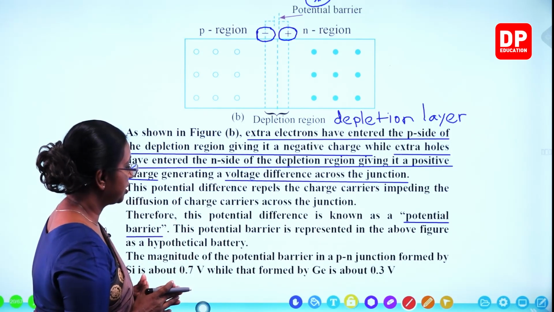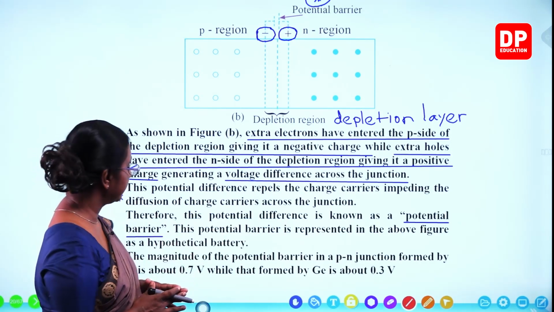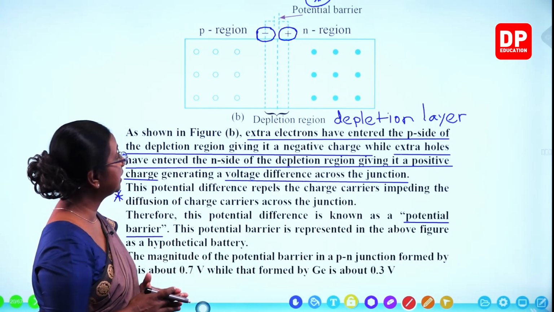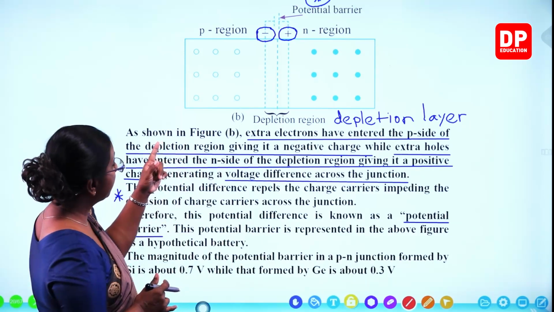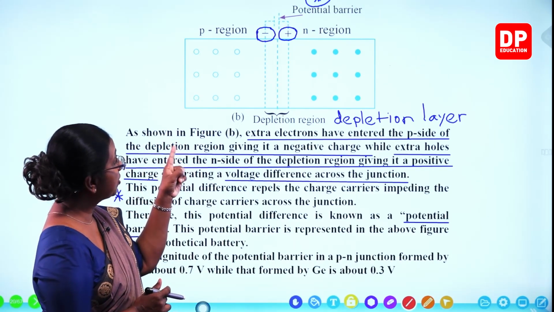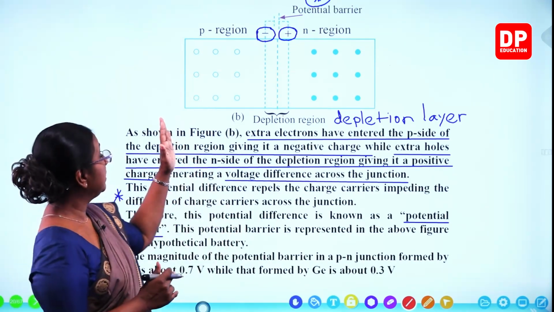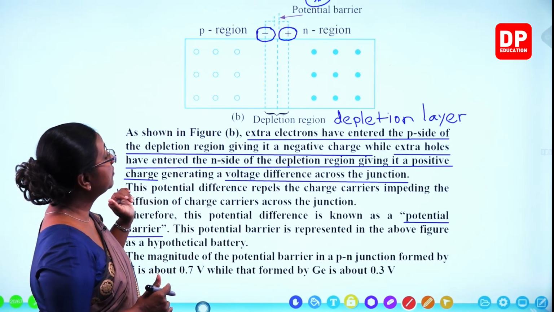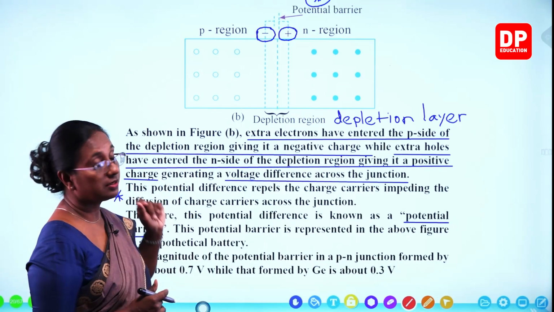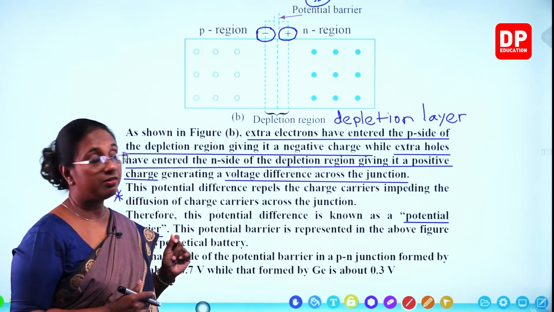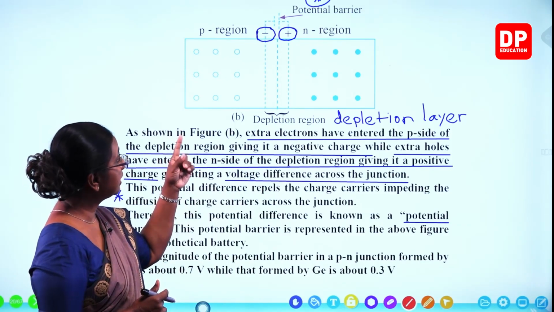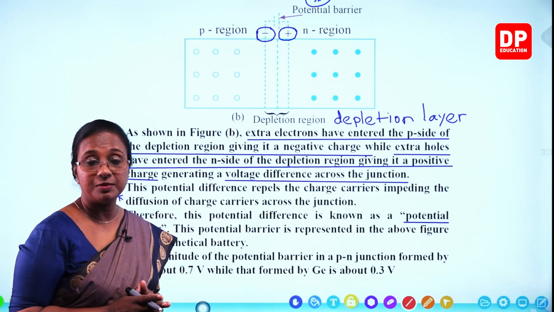And this potential barrier is represented in the above figure as a hypothetical battery. That is why we use the negative and positive terminals as if they are connected in the opposite manner. P region of the semiconductor is connected to the negative terminal of the battery and the N region is connected to the positive terminal of the battery.